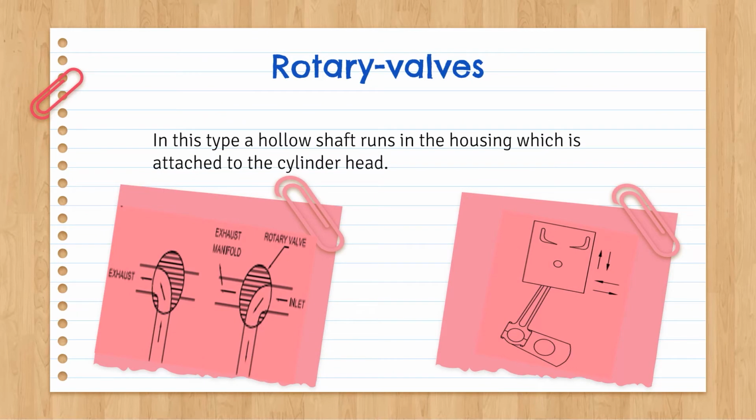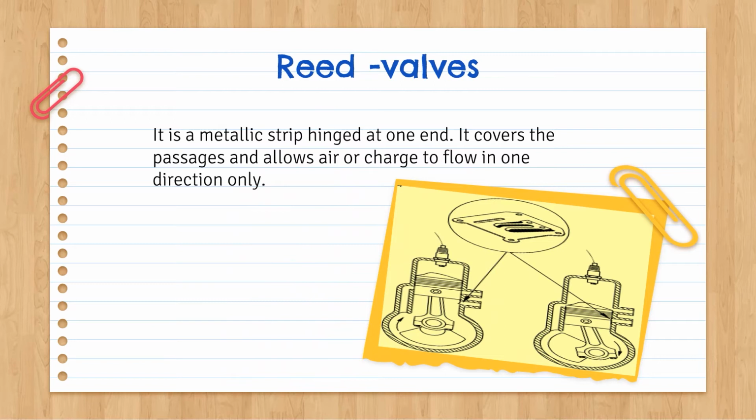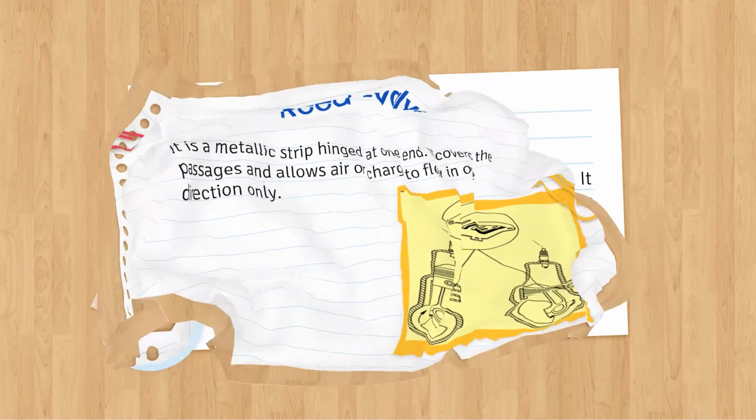Rotary valves. In this type, a hollow shaft runs in the housing which is attached to the cylinder head. Reed valve. It is a metallic strip hinged at one end. It covers the passage and allows air or charge to flow in one direction only.